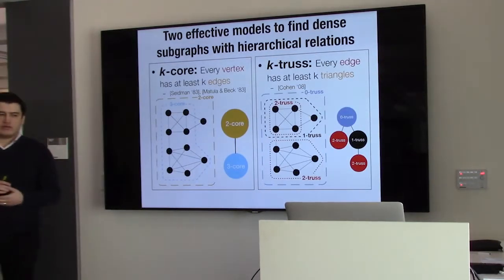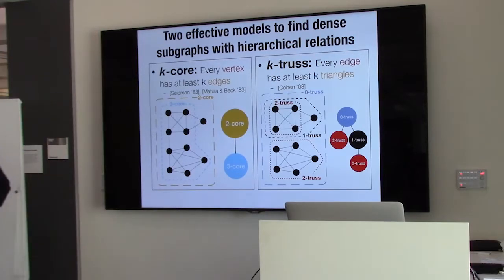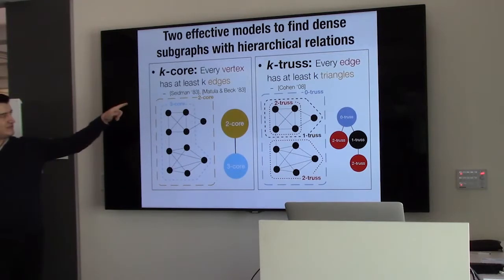So in our work, we basically focused on two models, pretty popular recently. One is k-core and the other is k-truss. They both find dense subgraphs with hierarchical relationships. k-core is a very useful thing for a diverse range of applications. I think the introduction of this concept explains everything.